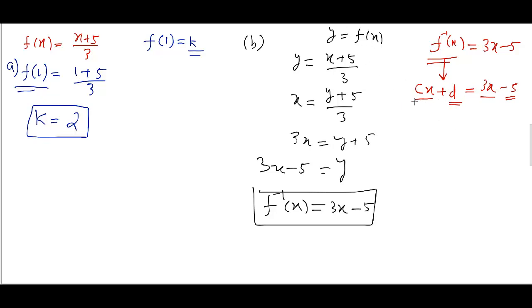So by comparison, cx will be equal to 3x, and from here x cancels, so c will be 3. And if we compare the next one, this plus d is equal to minus 5. Therefore, d is minus 5.